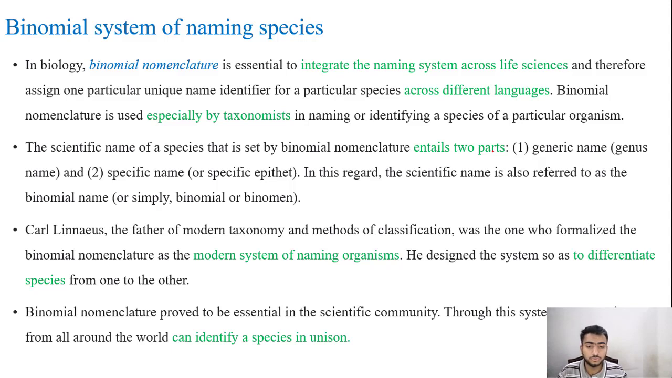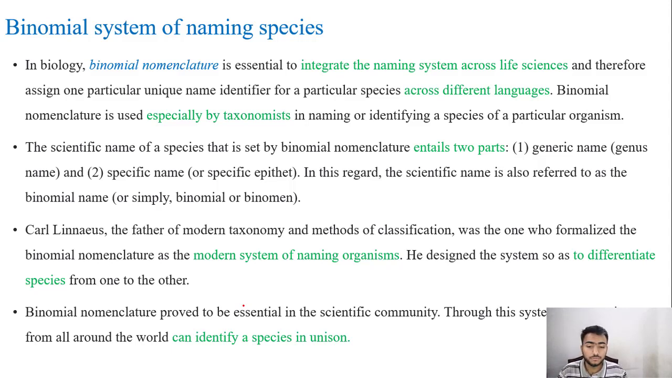Taxonomists are those who study the families of living organisms, the kingdoms and the species, to determine exactly what they belong to. So the scientific name of a species that is set by nomenclature entails two parts, as I said in the beginning: a generic name, which is the name of its genus, and then a specific epithet. In this regard, the scientific name is also referred to as the binomial name.